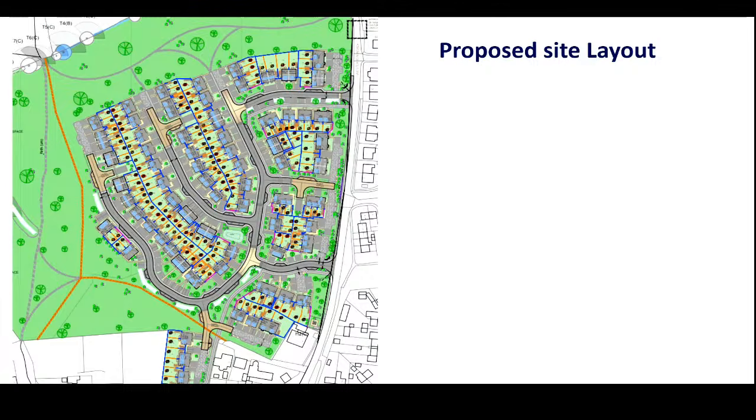So the development is aligned along a number of cul-de-sacs to facilitate the level changes, falling south but also falling to the west there. There would be some retaining structures running along back gardens, and there'd be a mix of semi-detached and detached dwellings, and a number of bungalows within the site.